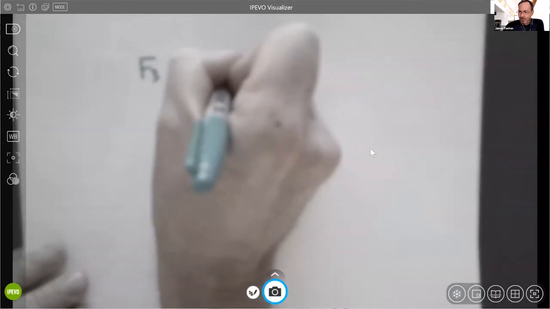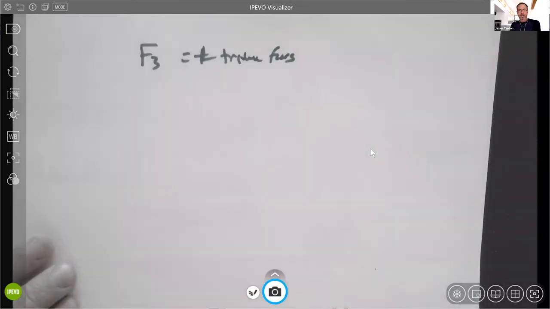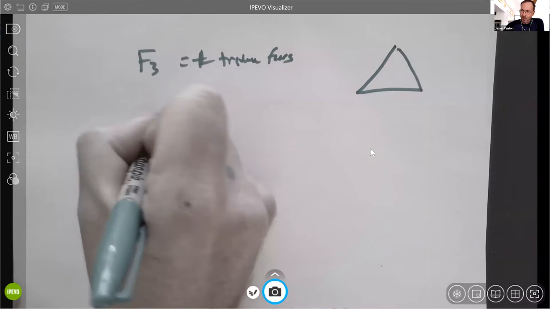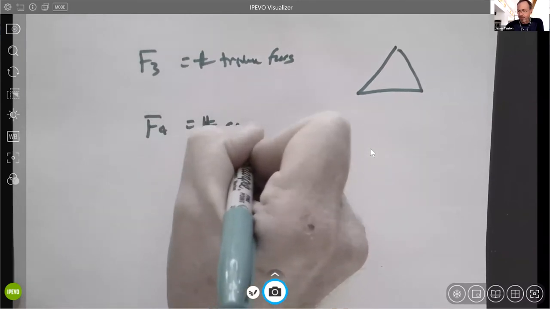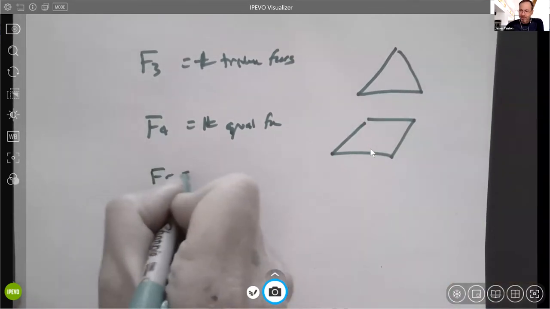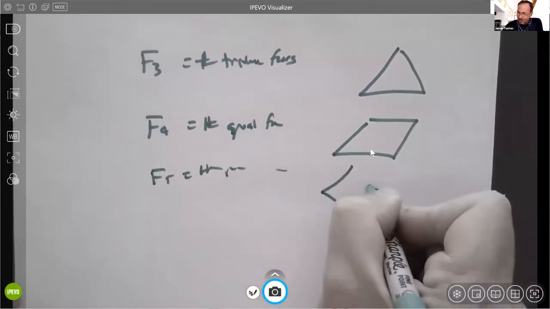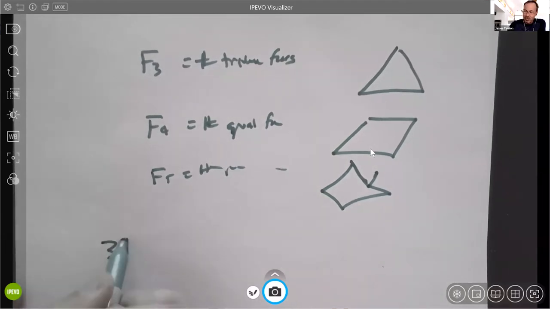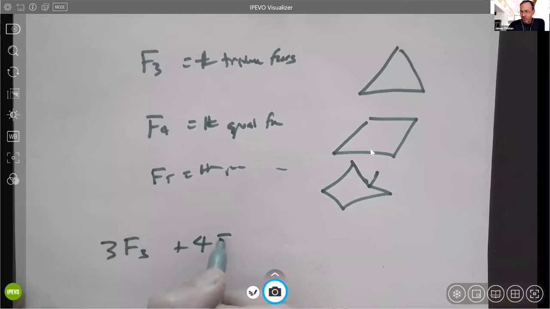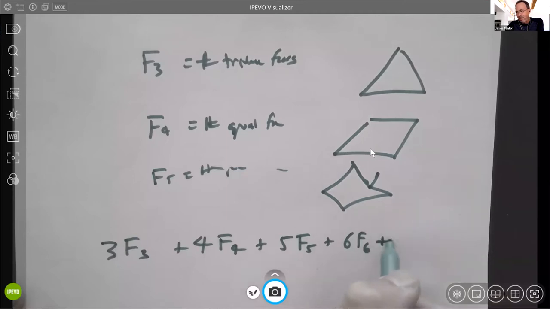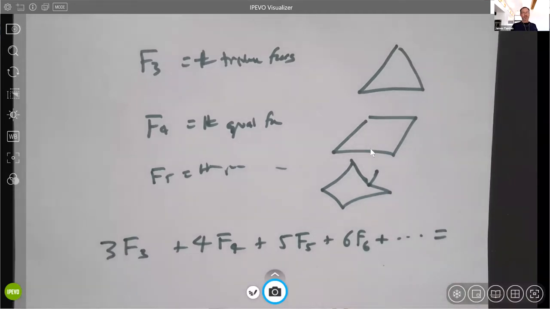Okay, here goes. F3 is the number of triangular faces. Each triangular face has three edges. F4 is the number of quadrilateral faces. Each quadrilateral has four edges. F5 is the number of pentagonal ones. Each pentagonal face has five edges. Oh, three edges for each triangle, plus four edges for each quadrilateral, plus five edges for each pentagon, plus six edges for each hexagon, must be equal to what?